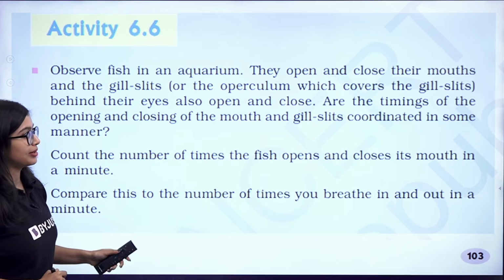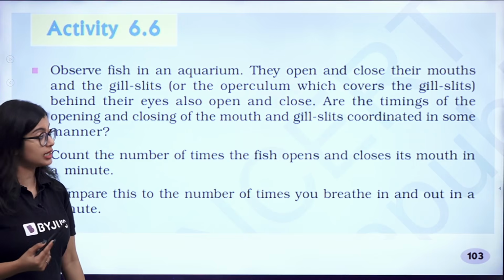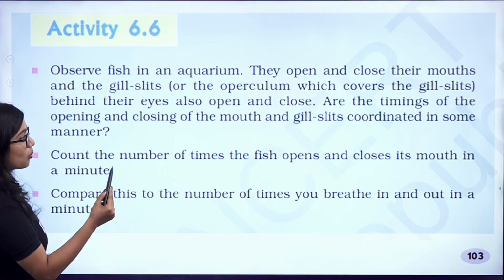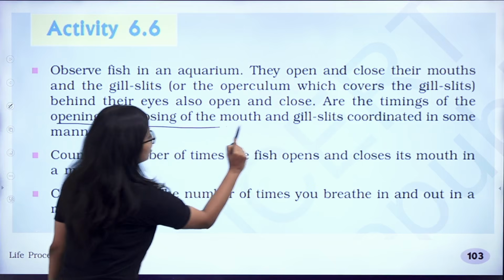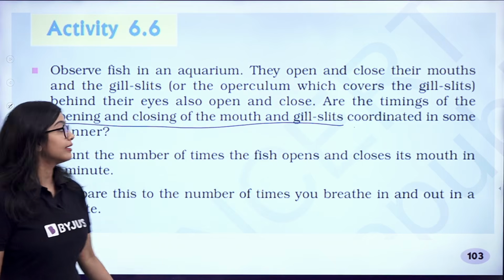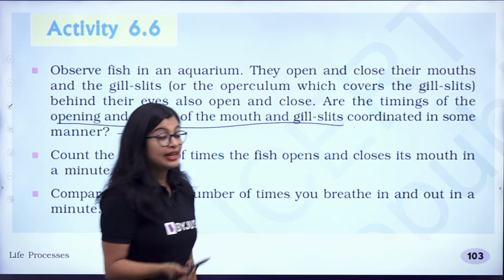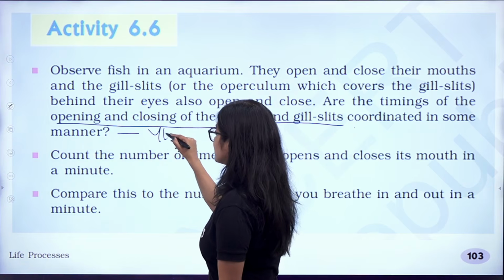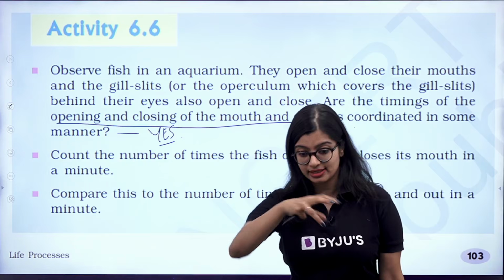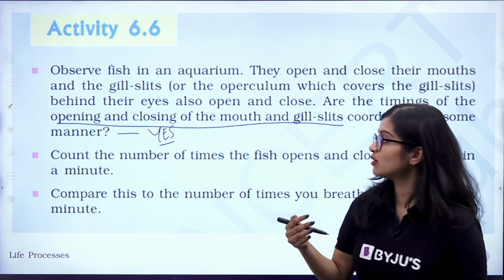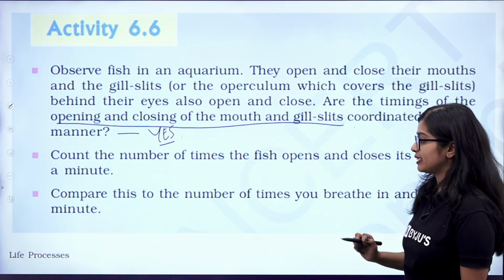Observe a fish in an aquarium. They open and close their mouths and the gill slits or the operculum which covers the gill slits behind their eyes also open and close. Are the timings of the opening and closing of mouth and gill slits coordinated in some manner? Now this of course is a yes or no answer. Now at this point of course we see that the answer is yes, because we know that the oxygen that is there dissolved in the water, it enters through the mouth and then of course it reaches the gill slits, right? So we see that at this point it is coordinated.